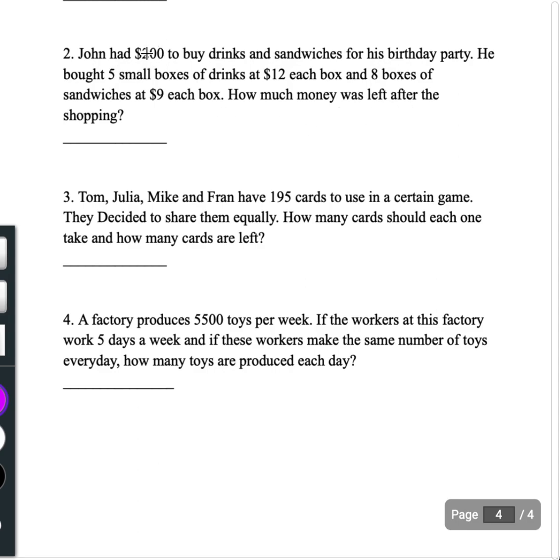So he had $200 in total, and he bought 5 small boxes of drinks at $12 each box. So to find out how much 5 boxes were, if 12 is 1 box, we multiply it, and we know that that is 60. And we know that we do the same with 8 boxes, $9 each, which is 72. So we know that that was the total for drinks and sandwiches. So we add that. The total he used for drinks and sandwiches is the sum of this.